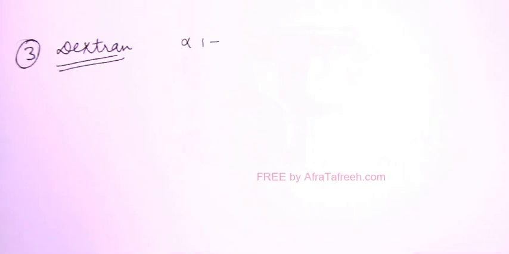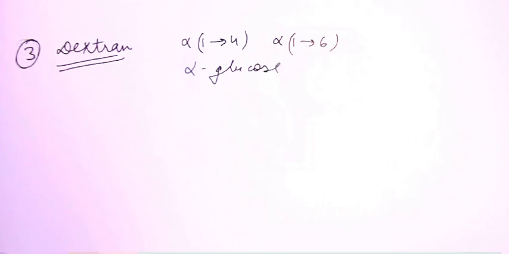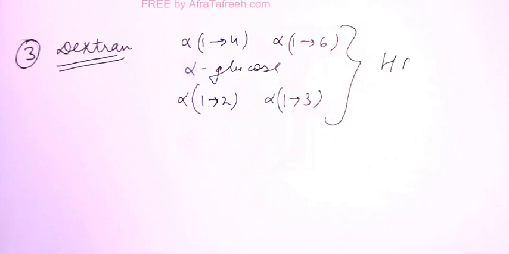Now after starch and glycogen, the next homopolysaccharide we are going to take is the third one, dextran. Dextran is a homopolysaccharide which is again made up of alpha 1,4 and alpha 1,6 bonds, made up of glucose only, alpha glucose, but it is also having alpha 1,2 and alpha 1,3 bonds. So this kind of structure is high molecular weight structure, highly branched structure. This kind of molecule is not broken in human body and it is having high molecular weight.